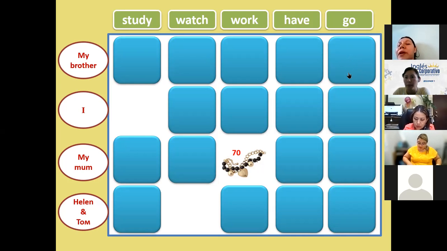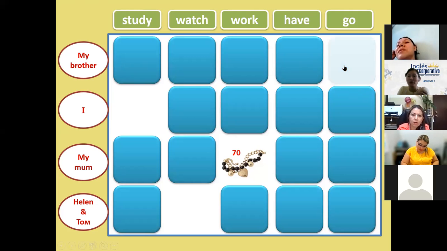Negative. Don't go to the park. Pero como es my brother, ¿cuál es el auxiliar negativo que voy a utilizar? Don't. Solo lo puedo utilizar para I, para you, para we y para they. Para he, she, and it utilizamos doesn't. My brother doesn't go to the park. Muy bien, my brother doesn't go to the park. What about the question? Does my brother go to the park? Does, muy bien. Very good. So my brother and go. But we don't have points there, okay? But thank you very much, Maria. Very kind, okay? Another volunteer?